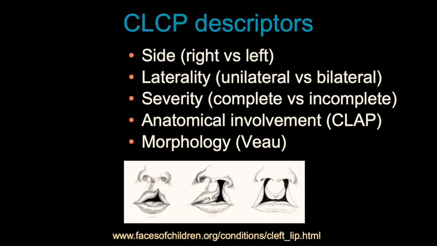For the radiologist, then, we have to describe which side is involved, whether it is unilateral or bilateral, and then describe the severity. Are the margins separated? This is a complete cleft, or are the margins opposed, an incomplete cleft? And finally, move on to anatomical involvement, cleft lip, alveolus, palate, and incorporate an assessment of the Vaux classification in terms of additional involvement of the hard and soft palate.